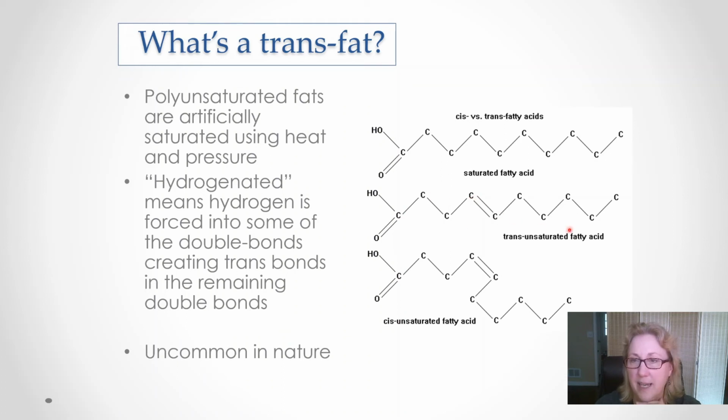So here's a fatty acid that has a double bond, but instead of having both of the next carbons pointing in the same direction, now they're pointing in opposite directions. And so this fat will behave more like a saturated fat. And why would you want that? Why would companies want to use these hydrogenated oils? It's because they behave more like saturated fats for cooking purposes.